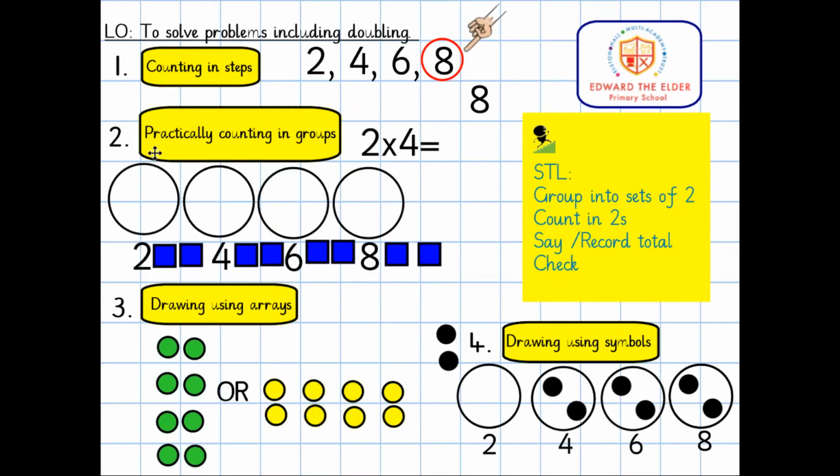Step 2, practically counting in groups. Children will be taught to group objects into sets of 2 in order to calculate doubling problems. Following our steps to learning. Step 1, count into sets of 2.